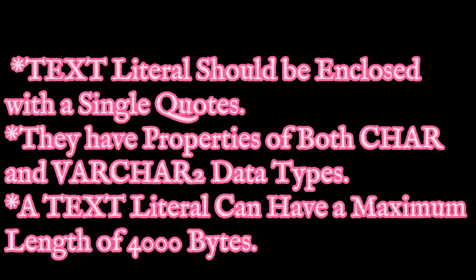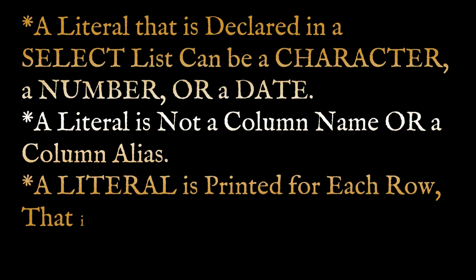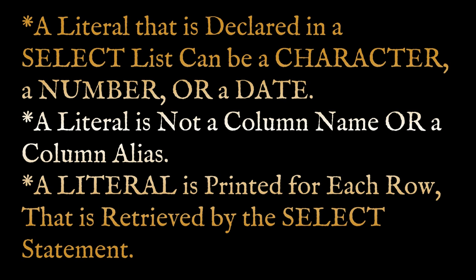See, using the literals, character strings. A literal that is declared in the select list can be a character, number or date. We discussed that there are 4 types of literals: character literals, number literals, integer literals, and interval. Interval means here the date. A literal is not a column name or a column alias. It is a constant value.